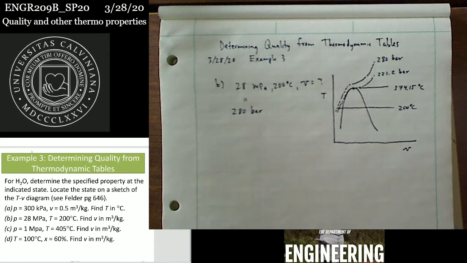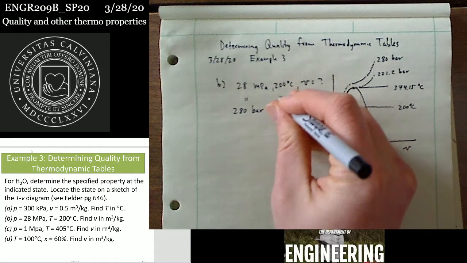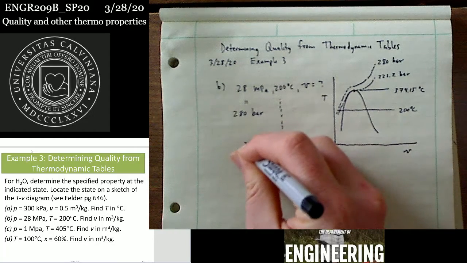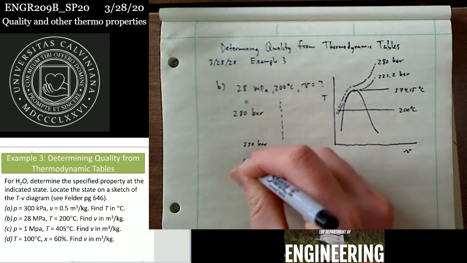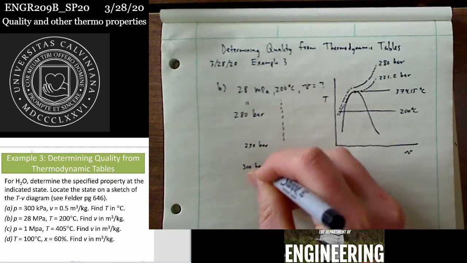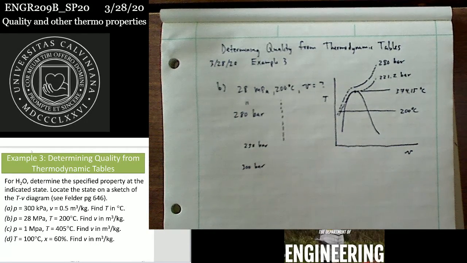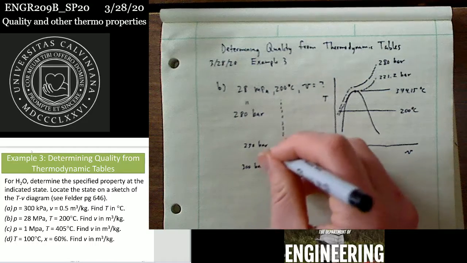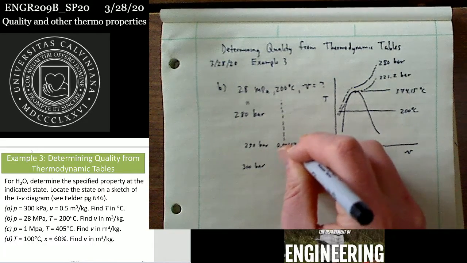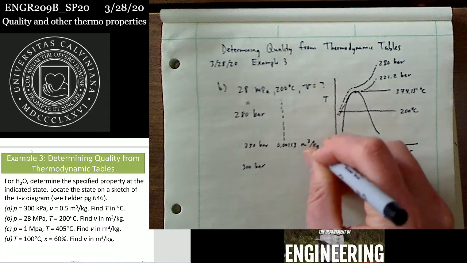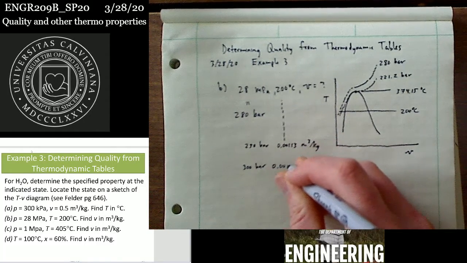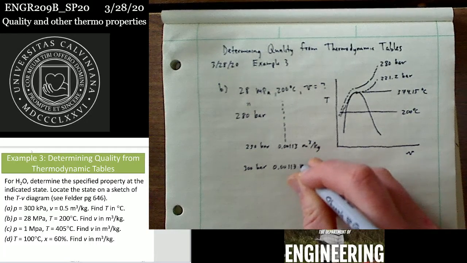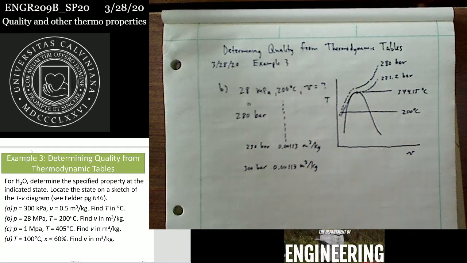Now, if we look at the column for 200 degrees C, when we go all the way down, we can find data at 250 and at 300 bar. So since we're looking for a specific volume, at 250, we find that it's 0.00113 meters cubed per kilogram. And we also find that it's 0.00113 meters cubed per kilogram at 300 bar.